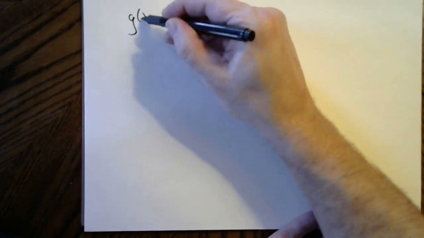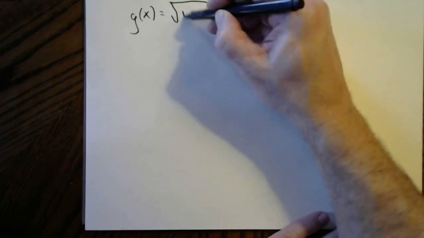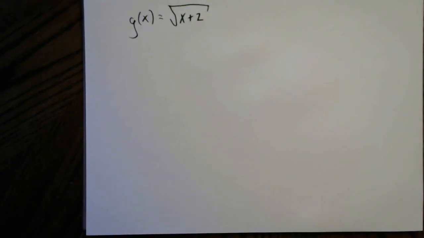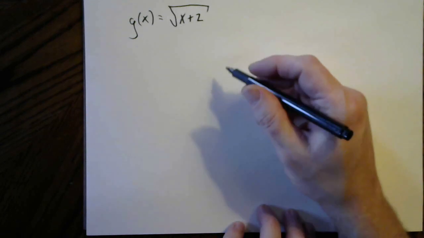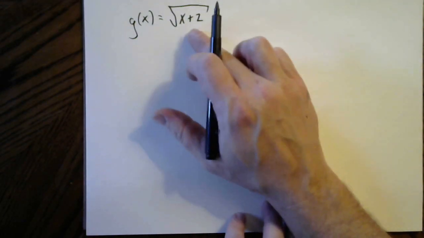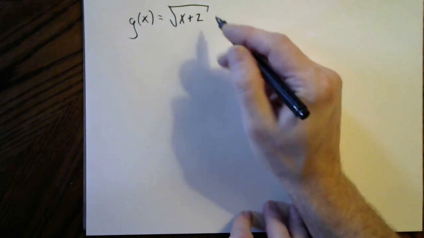Let's keep it simple again. Now I'll do one that's more complicated. Real simple here: square root of x plus 2. All right, this one has no division. This has a square root though. What do we say about square roots? Can't have a negative underneath. I can't take the square root of a negative. So whatever's under this root cannot be negative.